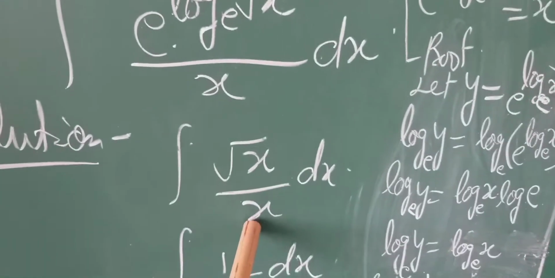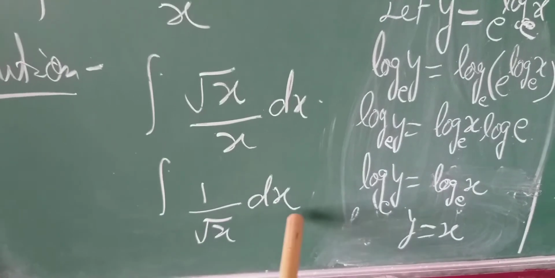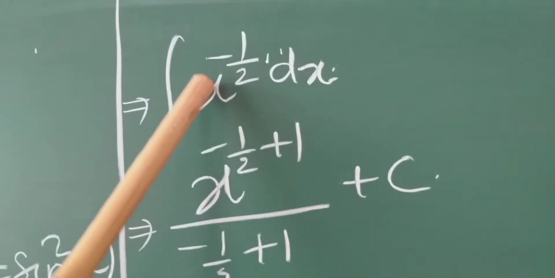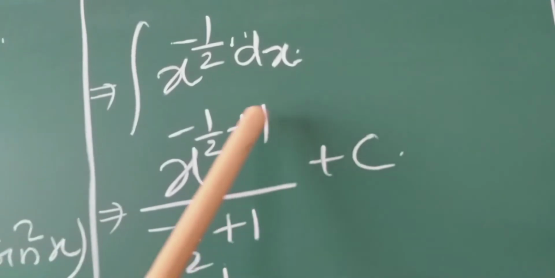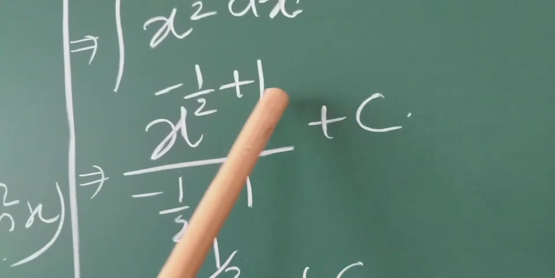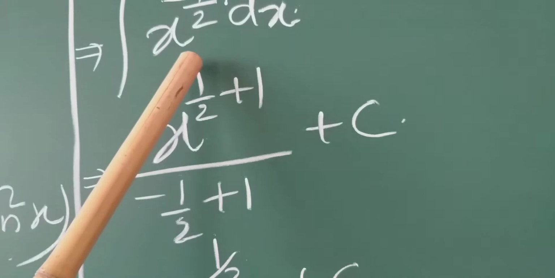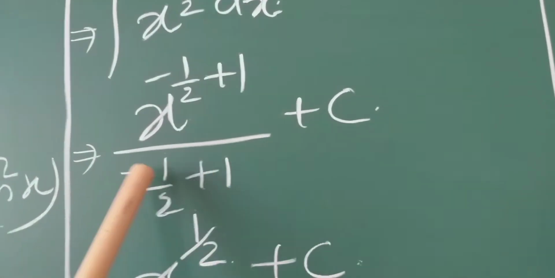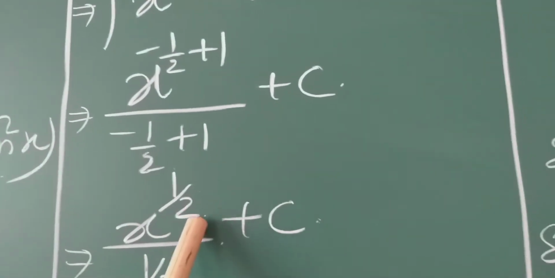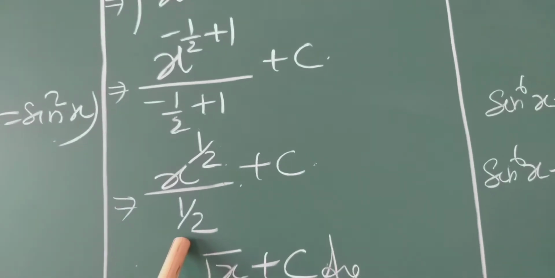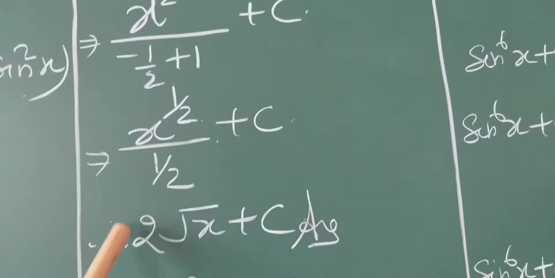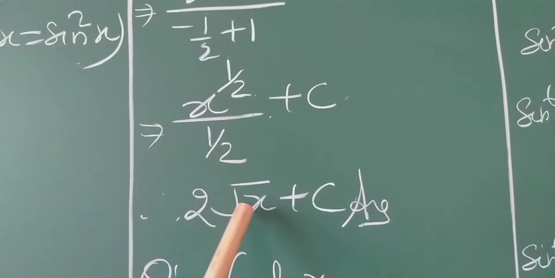So root x upon x, so it will be 1 upon root x dx. Correct? So when we take root x up, it will become x to the power minus 1 upon 2 dx. So x to the power minus 1 upon 2 plus 1, its integration upon minus 1 upon 2 plus 1 plus c. So it will be x to the power 1 by 2 upon 1 by 2. So x to the power 1 by 2 is root x and 2 will come up. So its integration equals 2 root x plus c.